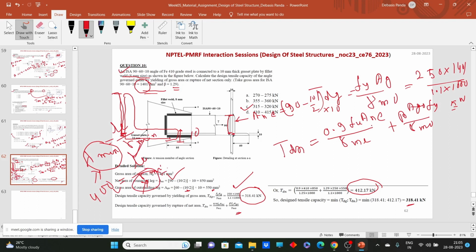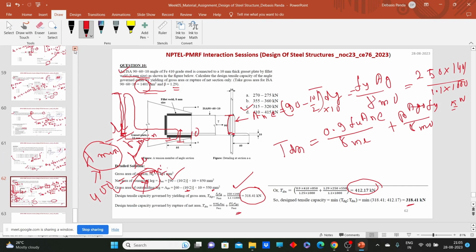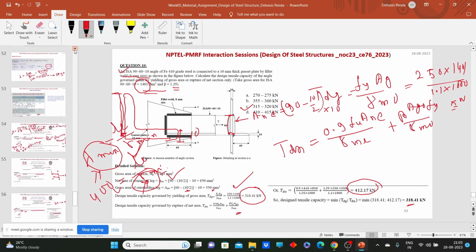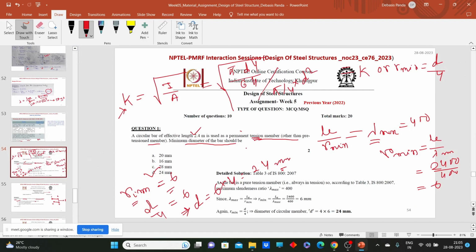Like the circular problem which I solved a little while back. What you are asking is that you just need to find out the lambda max value, which will be LE by r minimum, right? If your section is a rectangular section, then r minimum can be calculated as root over I by A. For a rectangular section, what is the value of I? b d cube by 12, and A, so in this way you can calculate the value of LE or r minimum, vice versa. Clear?